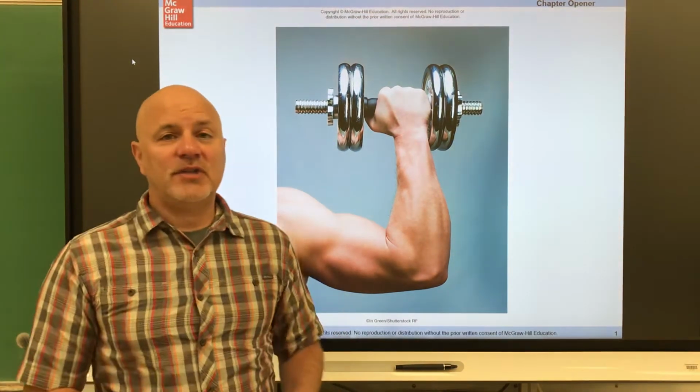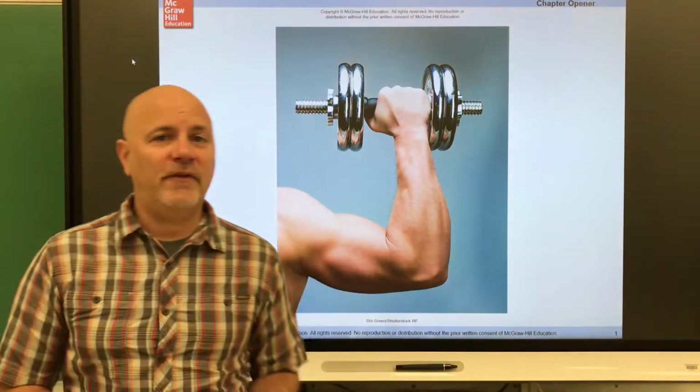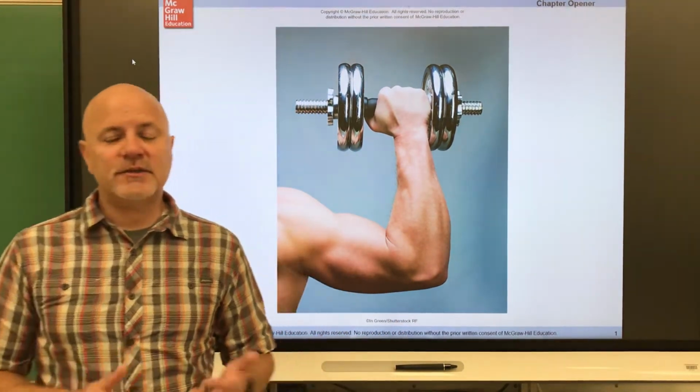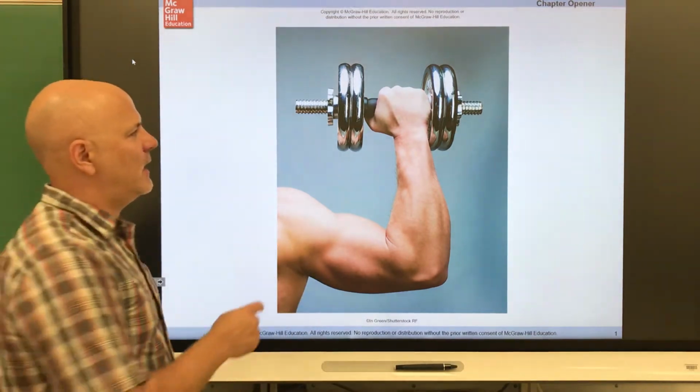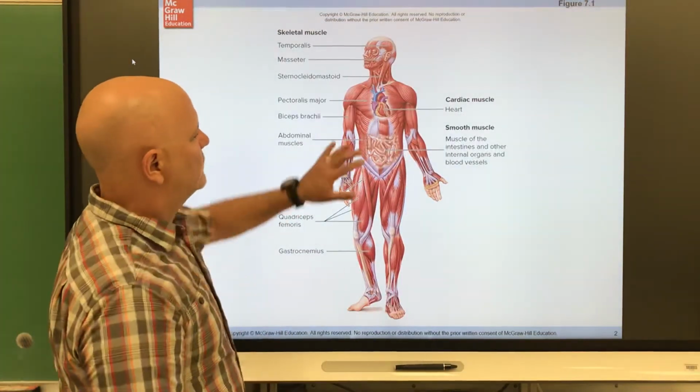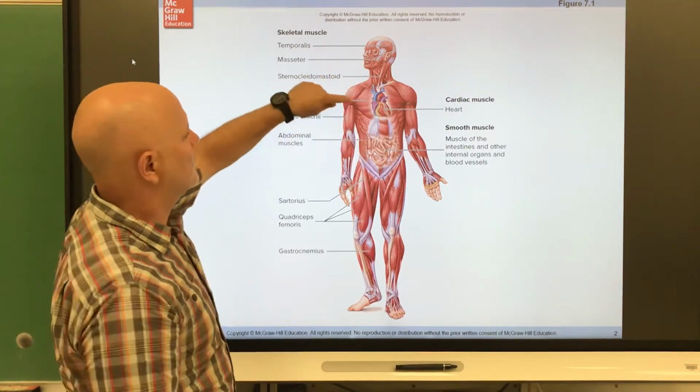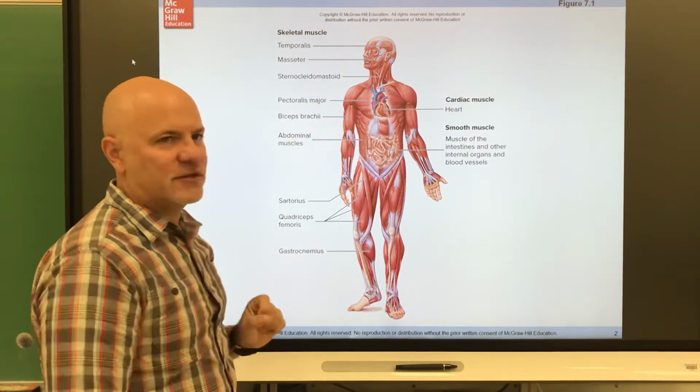Okay, so let's look at chapter 7 in 105. That's the muscular system. So let's first off look at types and functions of muscles. Let's look at types of muscle tissue. This picture shows the 3 types of muscle tissue: skeletal, cardiac, and then smooth muscle.